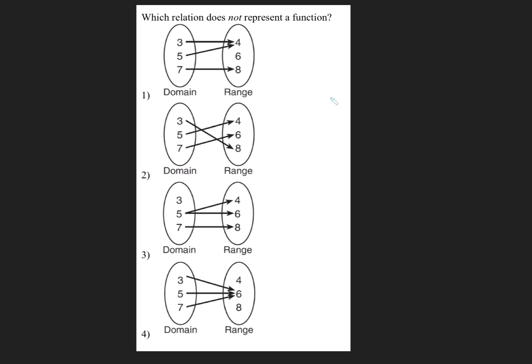Okay, sometimes you may be given a mapping. This is called a mapping. Which relation does not represent a function? And the key word here is not. So notice when it is a mapping, one arrow should be leaving each value in the domain. So notice here 3 is going to 4, one arrow is leaving 5, so this is a function. So each domain value should have exactly one arrow leaving.